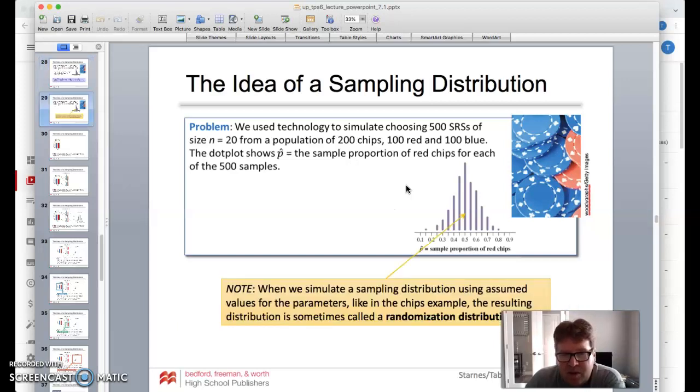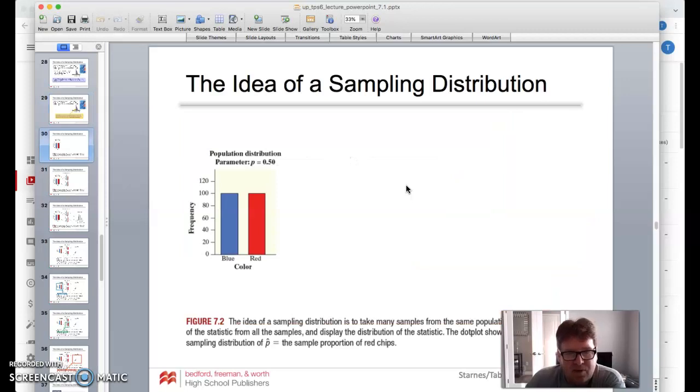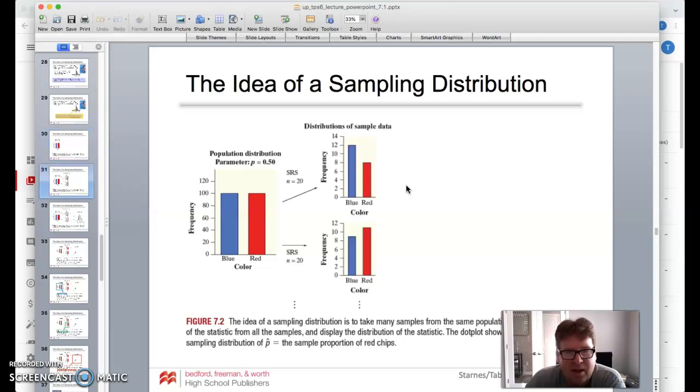Now again, when we simulate a sampling distribution using assumed values for the parameters, like in the chips, for example, the resulting distribution is sometimes called a randomized distribution. Let's talk about figure 7.2. The idea of sampling distributions is to take many samples of the same population, collect the value of the statistic from the samples, and display the distribution of the statistic. The dot plot shows the approximate sampling distribution of p hat, the sample proportion of red chips.